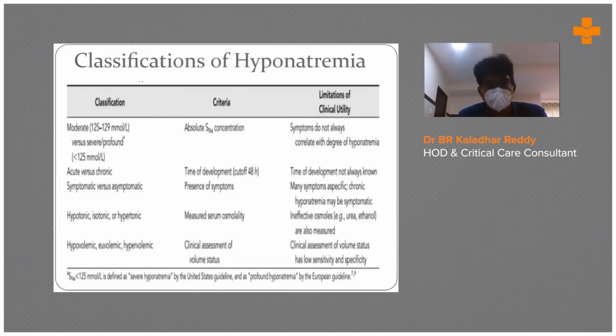Hypotonic, isotonic, or hypertonic: for this, we need to know the serum osmolarity, which is the number of osmoles. Hypotonic is the presence of less sodium; hypertonic is the presence of more sodium. Sometimes there will also be ineffective osmoles like urea or alcohol. Whenever you see a hyponatremic patient, you first need to know the fluid balance, that is, the volume status of the patient, whether hypovolemic, euvolemic, or hypervolemic. Depending upon this, our treatment for hyponatremia goes.